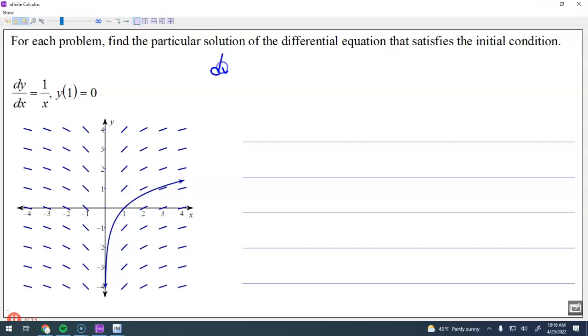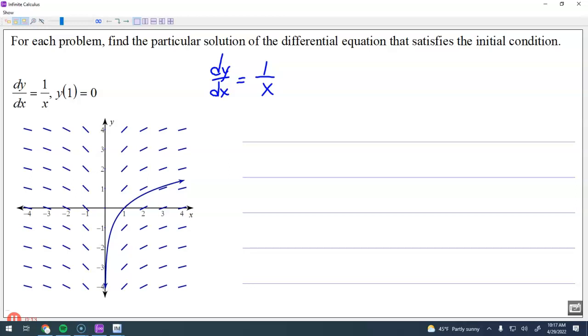dy over dx equals 1 over x. Let's start there. There's two ways to do this. Because the next thing we're doing, you don't need what I'm about to show you for this, but you need it for the next thing. Let me just show you now. You can decide what you want to do.